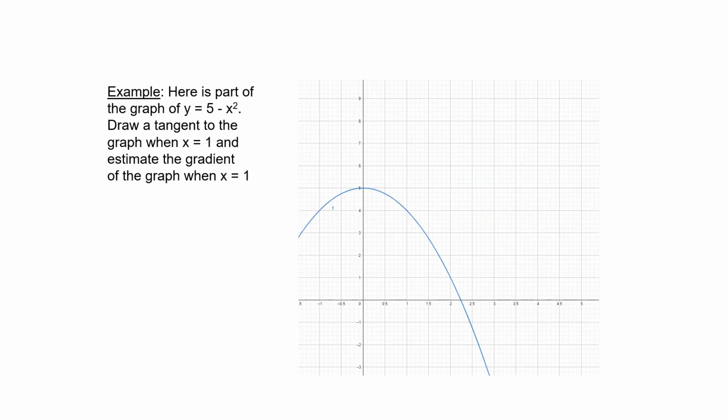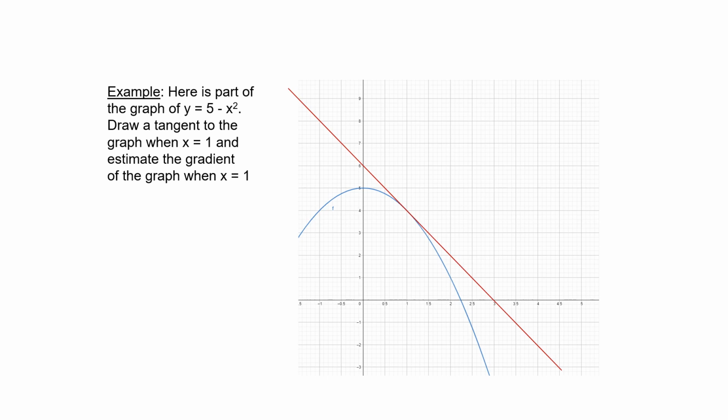Here's another example. On the screen we have part of the graph y equals 5 minus x squared. We want to draw a tangent to the graph when x equals 1 and estimate the gradient of the graph when x equals 1. Firstly, I would get a ruler and line it up with the graph when x equals 1 and draw my tangent line.